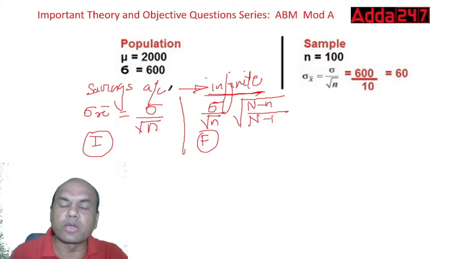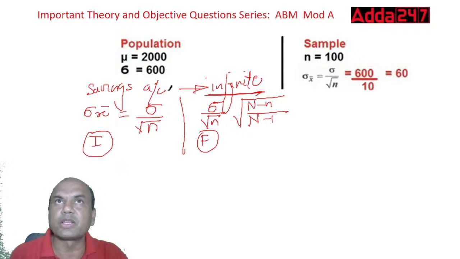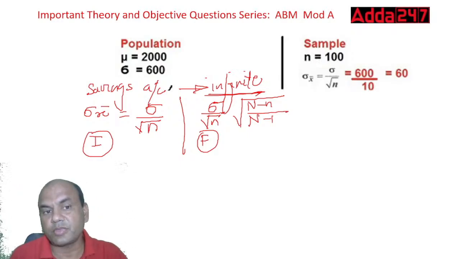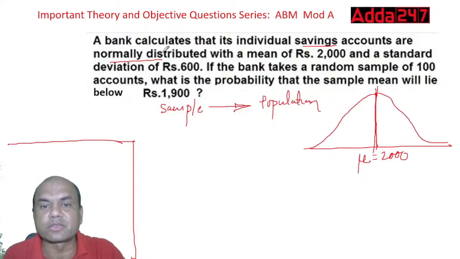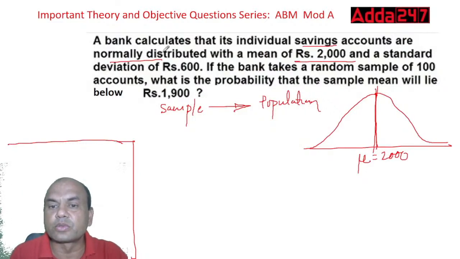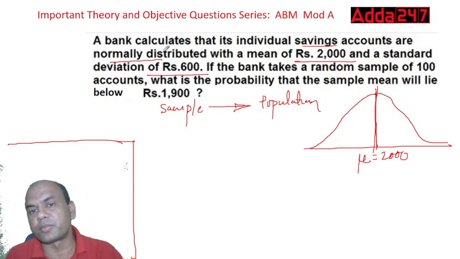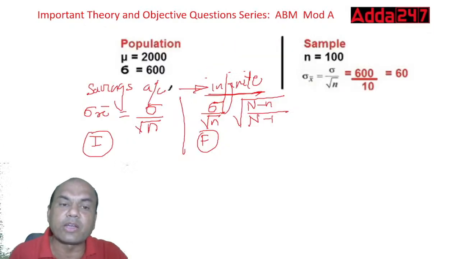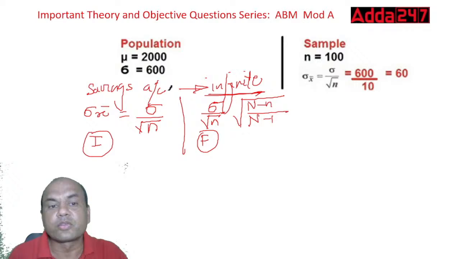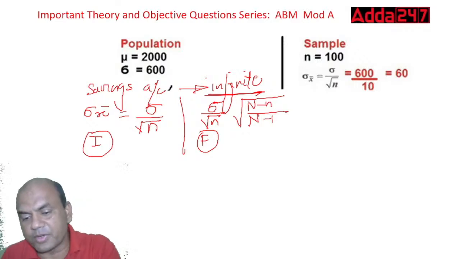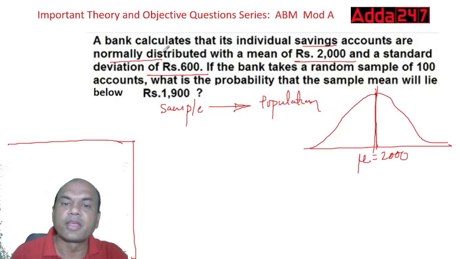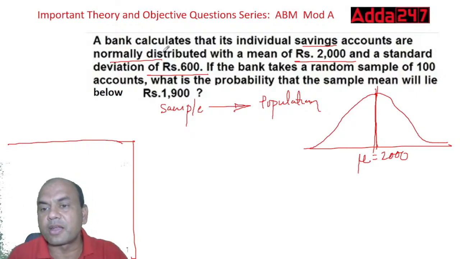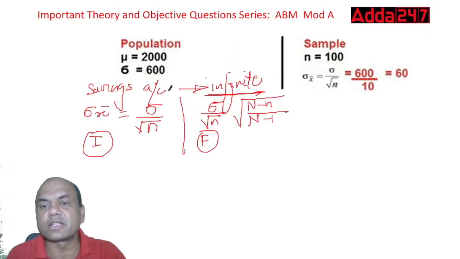Now look at this. In the problem, what is given? The mean is given as 2000 and the standard deviation is given as 600 for this population. Standard deviation means how much the values deviate from this mu. Now what about the sample? They have given that the bank takes a random sample of 100. So 100 is the sample size, small n is given as 100.